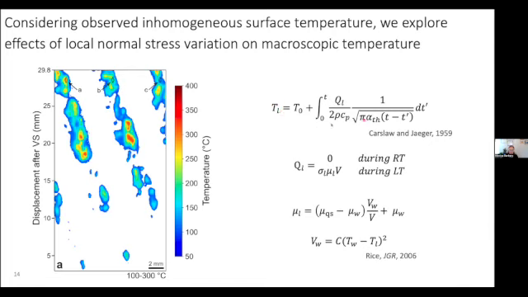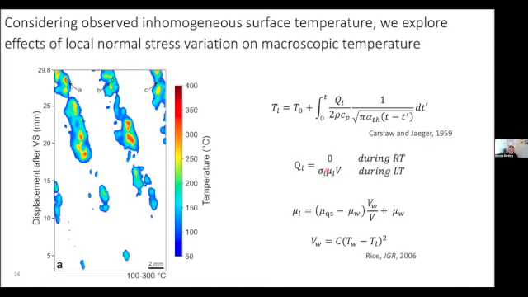So we have, again, the same temperature equation. We're still turning that heat generation rate on and off, but instead of using the macroscopic normal stress of 9 MPa, we're going to use a local normal stress. That's some factor of our macroscopic stress. So it could be half of the macroscopic stress, or it could be 10 times the macroscopic stress.